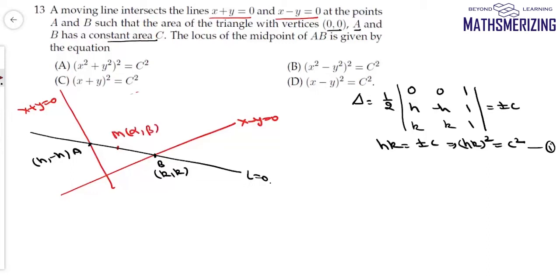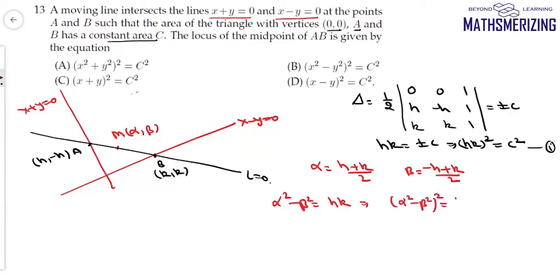So suppose this point is (alpha, beta). Using the midpoint formula, I'll write alpha as (h plus k) upon 2 and beta as (minus h plus k) upon 2. If I square them and subtract them, I get alpha square minus beta square equals h into k. Squaring it again, alpha square minus beta square whole square is equal to (hk) whole square, and (hk) whole square is simply c square. So the locus of this midpoint will be (x square minus y square) whole square equals c square, and that's your option number B.